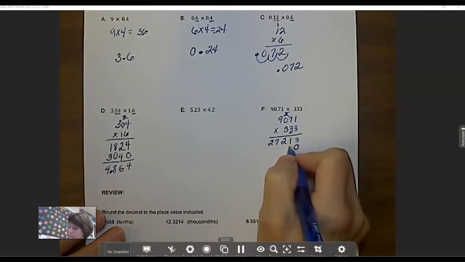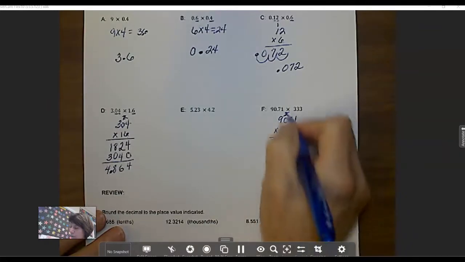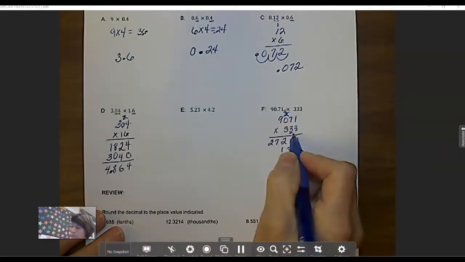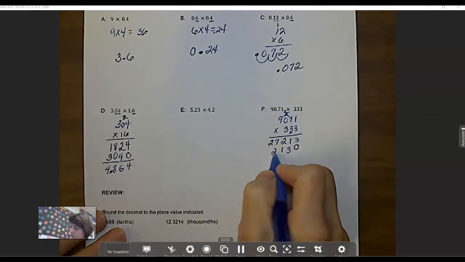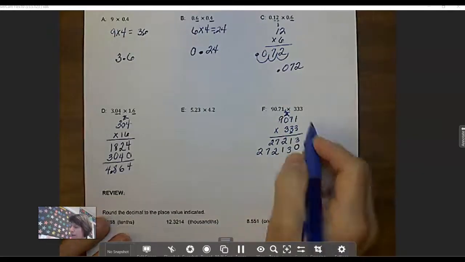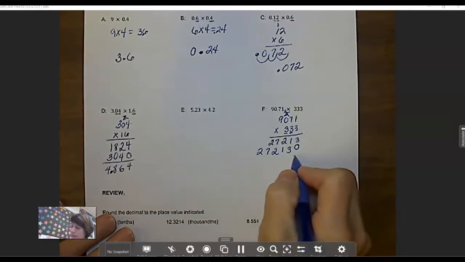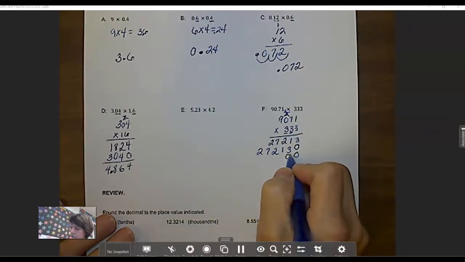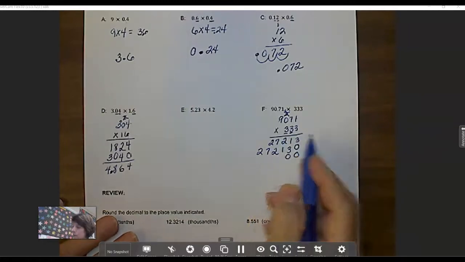So 3 times 1 is 3. 3 times 7 is 21, so I put down my 1, carry my 2 again. 3 times 0 is 0, plus 2 is 2. And then 3 times 9 is 27. And we're going to do all that again, except this time, because we're moving over a space, we are going to add 2 zeros because this is multiplying by 300, not by 30 or 3, all right?